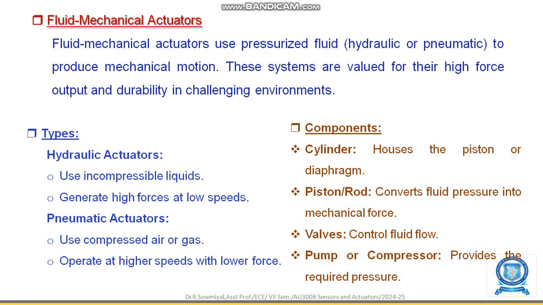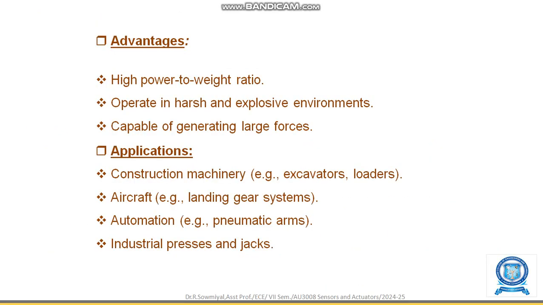Components: cylinder, piston rod, valves and the compressor are the components in fluid mechanical actuators. Advantage: high power to weight ratio. And applications: construction machinery, aircraft, automation, industrial purposes.